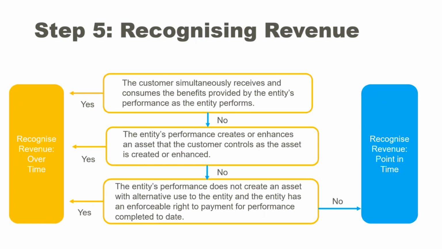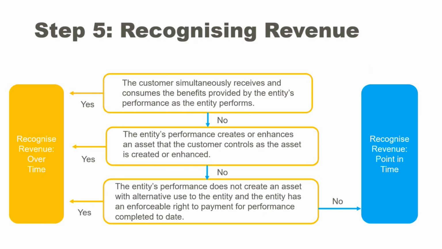The next criteria is that the entity's performance creates or enhances an asset that the customer controls as the asset is created or enhanced. For example, in the case of a construction contract in which the customer owns the land, the revenue would be recognised over time.